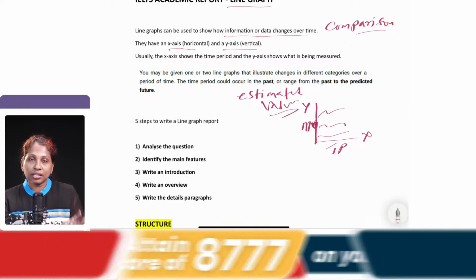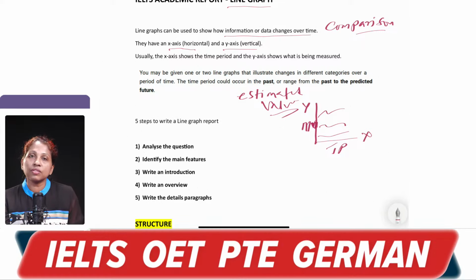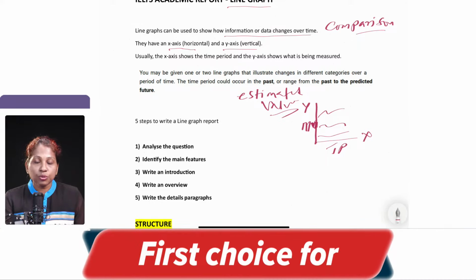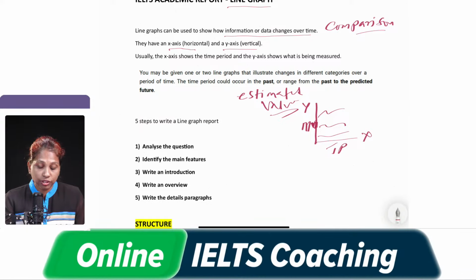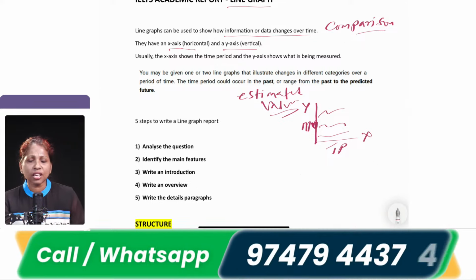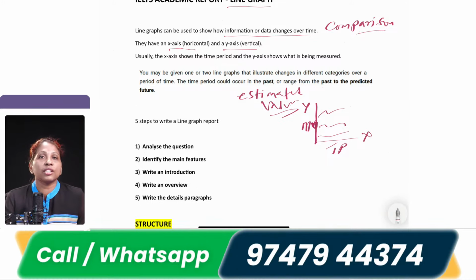The marking rubrics also remain the same for all reports. We have got task achievement, lexical resources, coherence and cohesion, and grammatical range and accuracy. You will get a band for each rubric, which will be added up and divided by 4, which gives you the task 1 band.